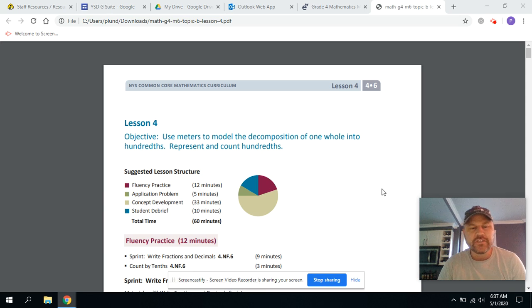Hello, fourth graders. Lesson 4. We're going to use meters to model the decomposition of one whole into hundredths, and we're going to represent and count as hundredths.